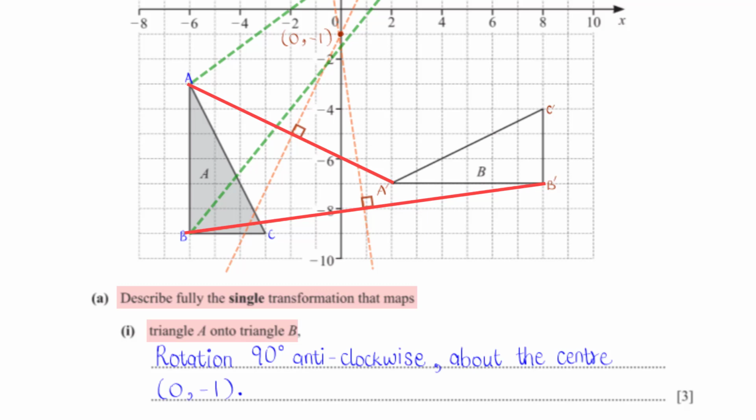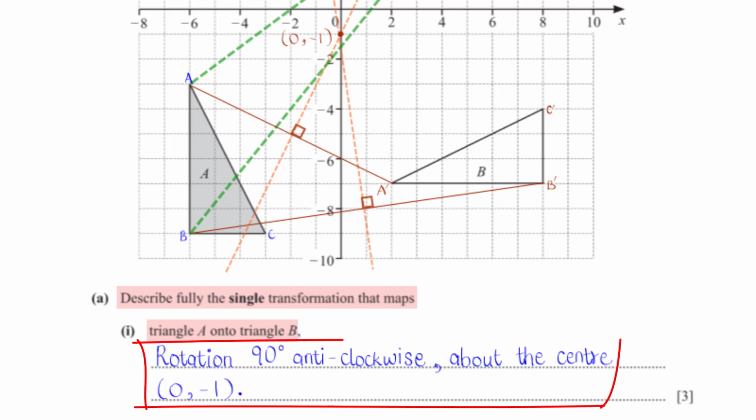After doing this, we draw the perpendicular bisectors of both of these lines. Wherever these two lines intersect is the point of rotation, and when we do this, we get the center of rotation as (0, -1). And so the description for this transformation of triangle A onto triangle B is rotation 90 degrees anti-clockwise about the center (0, -1).